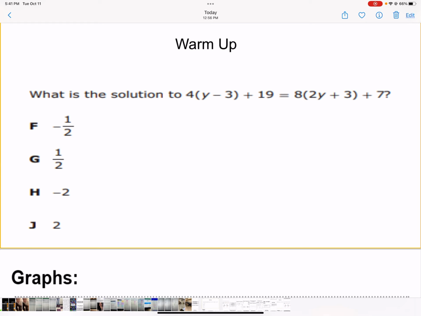So the warm-up is solving multi-step equations with variables on both sides. This is a review of what we did at the start of the year. You will have on DCCA 2, you will have 4 more questions that involve this. You know what to do.